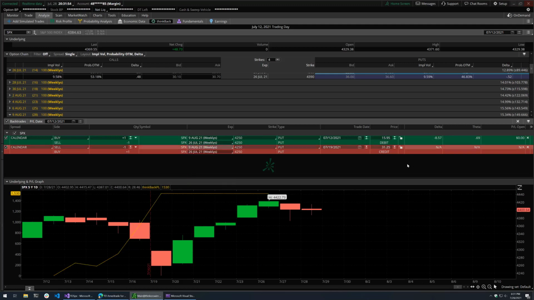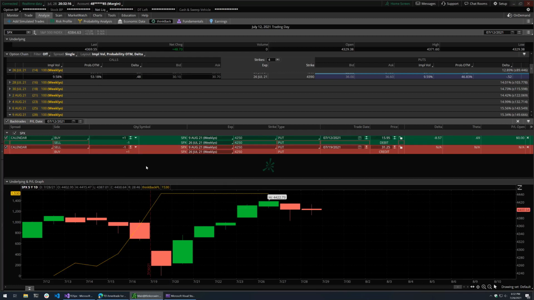There we go. Okay, so 15.95 and 31.25. So this is almost a 100% return there. Clearly it wasn't 200%. It wasn't 150%. It didn't do as well. Does anybody know why? It's because of the term structure.